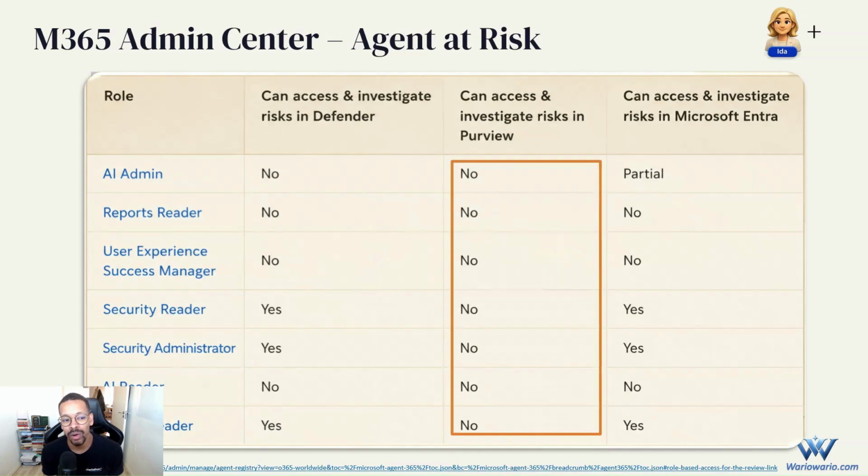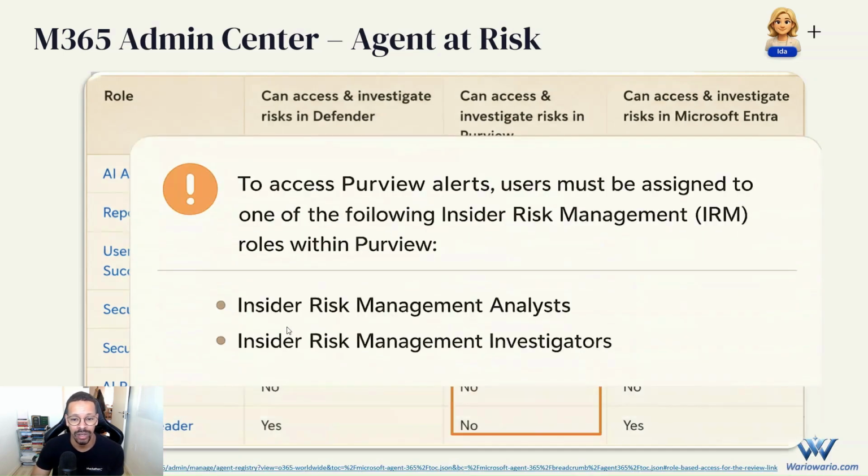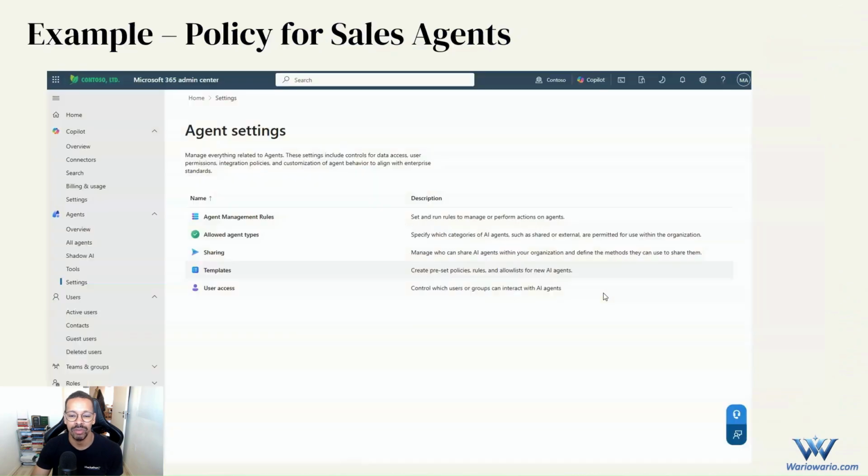None of the roles that most of the admins I work with while doing governance have can actually access Purview and see this. To access those risks in Purview, you actually need these roles here. You must be in the IRM, which is the Insider Risk Management role within Purview. And in this role, you need Insider Risk Management Analyst or Investigator to actually get access to the risks in Purview. So now we have Ali, who is joining us here. He's the Purview admin and can use these roles.